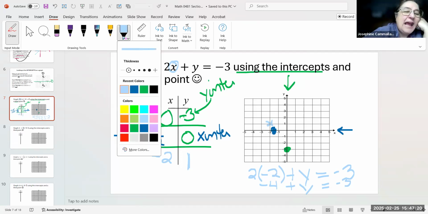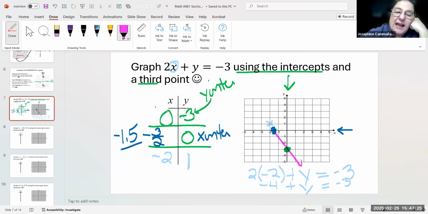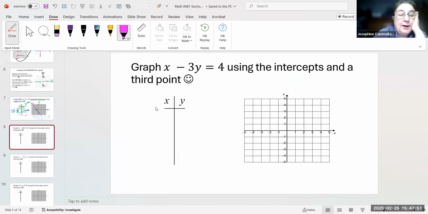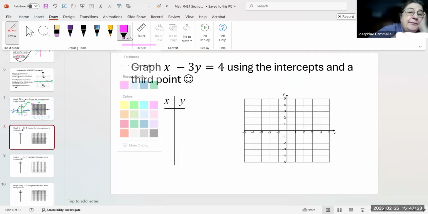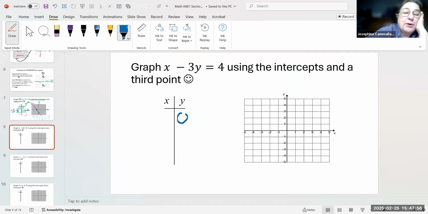And notice what happens when I connect the blue and the green and I continue to go through. Do you see it's going to hit my point right there? So this point is my confirmation that the blue and the green point, the two intercepts, are correct. Okay. Now, let's try again. Okay. Now this time, I'm going to put the 0 here and the 0 here.